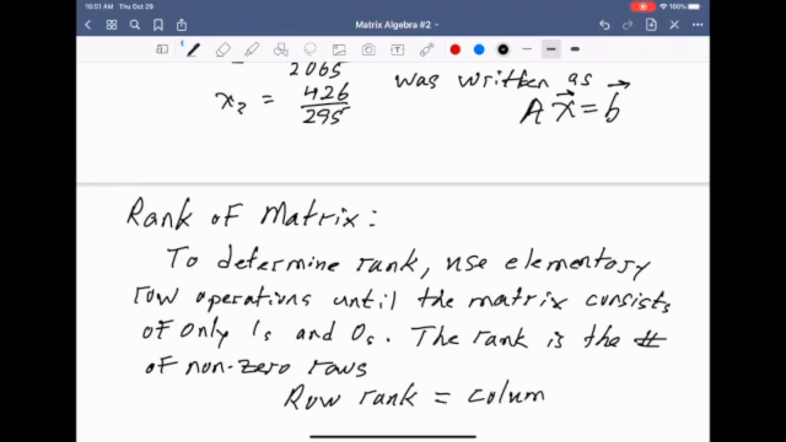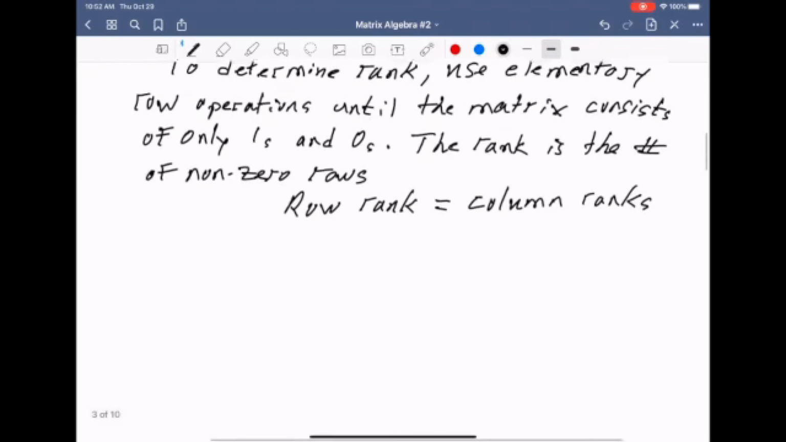So if you have a matrix that's 10 by 10 and you find that the rank is 8, using the row rank, that means that 2 of the rows are only zeros in it. Well, you'll also find that 2 columns are only zeros, and the other columns will have ones, at least one in them.